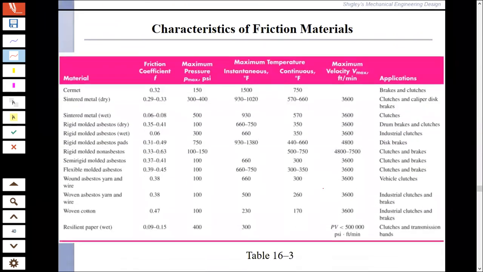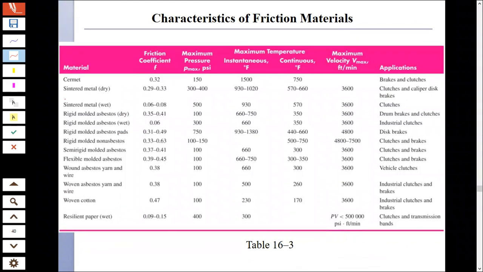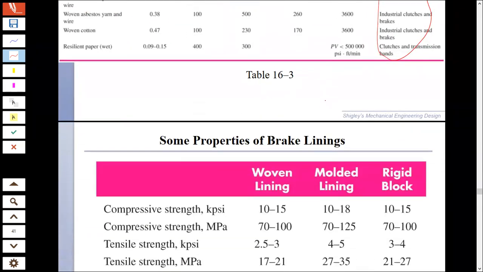Now, these are the characteristics of some frictional material that you would use. For example, in the previous example, we used the sintered material, which was dry. So these are the coefficients of friction, the maximum pressure, the maximum instantaneous temperature and continuous temperature that it can withstand, and the maximum velocity. The application for these materials is also listed in this table. So have a look at this.